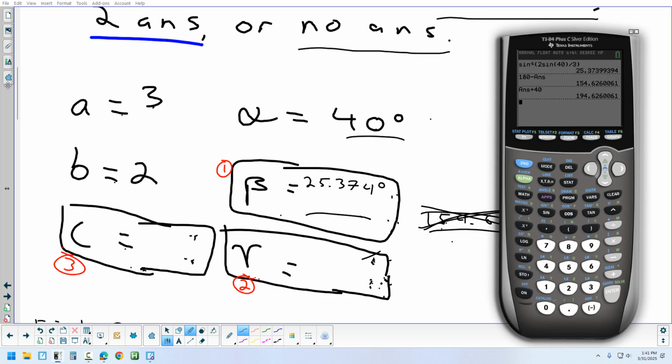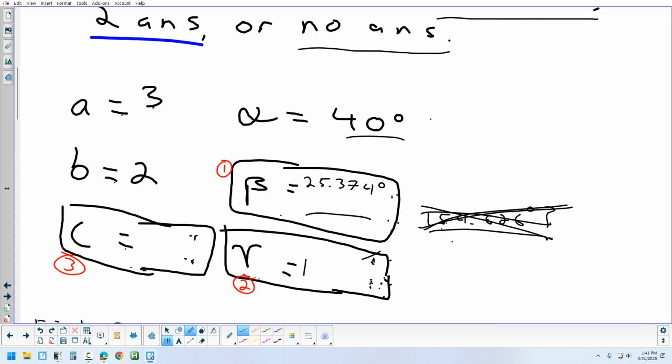What do you get when you add 40 and 25 together? 65. So we're going to subtract 65.374. That's alpha and beta added together. So that gives you gamma, which is 114.626. Now we don't have any empty rows anymore. We know something in the last row. So now we can find C.